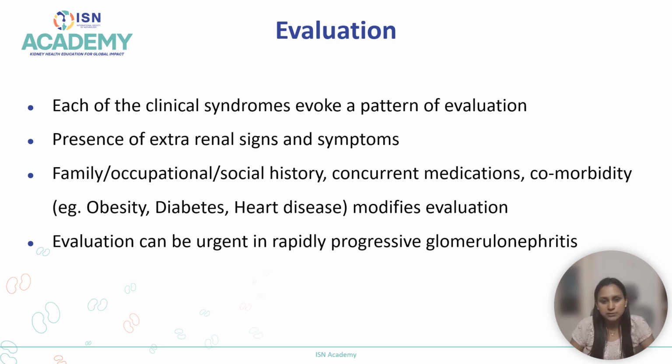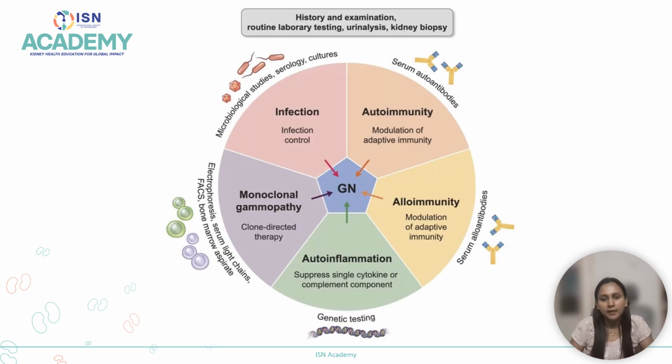As I already mentioned, rapidly progressive glomerulonephritis is an emergency and evaluation is urgent. The causes of glomerulonephritis are broadly divided into 5: infection-related, autoimmune glomerular diseases, alloimmunity, autoinflammation, and monoclonal gammopathy.